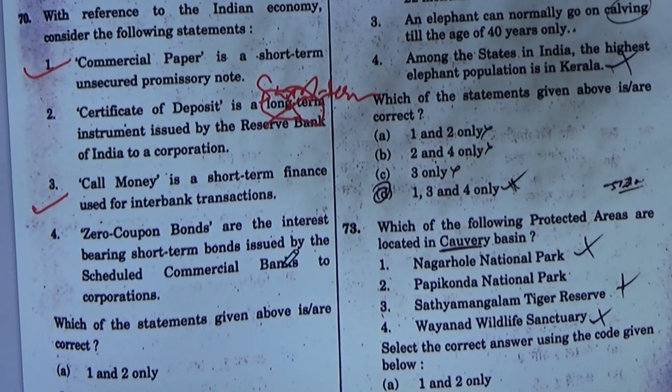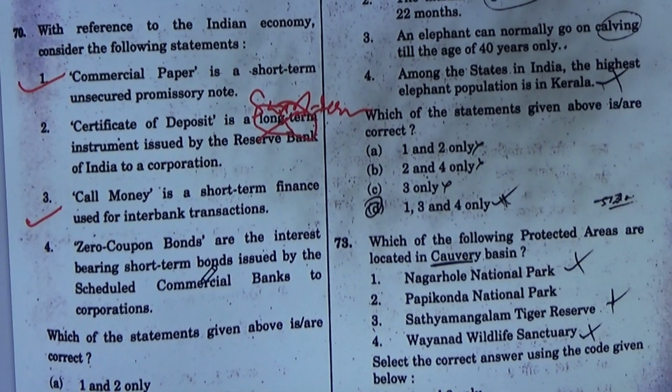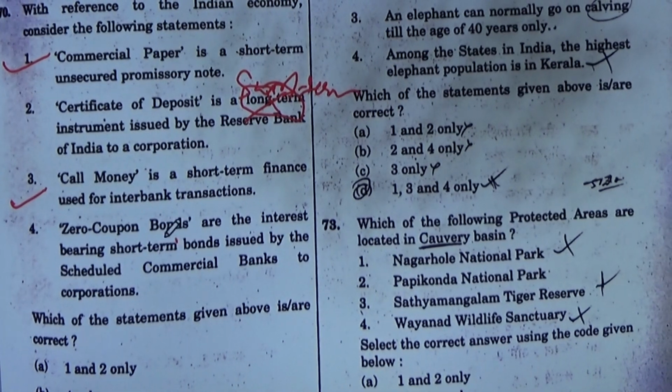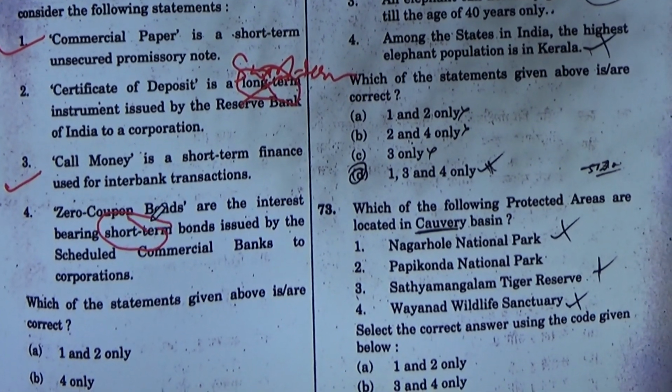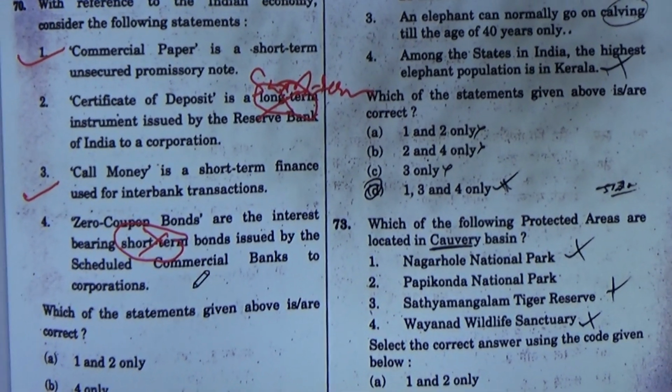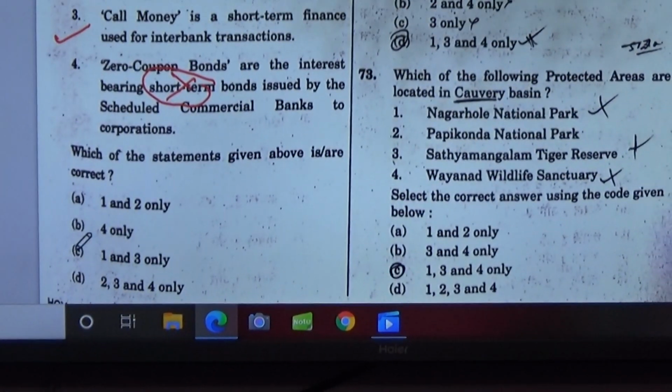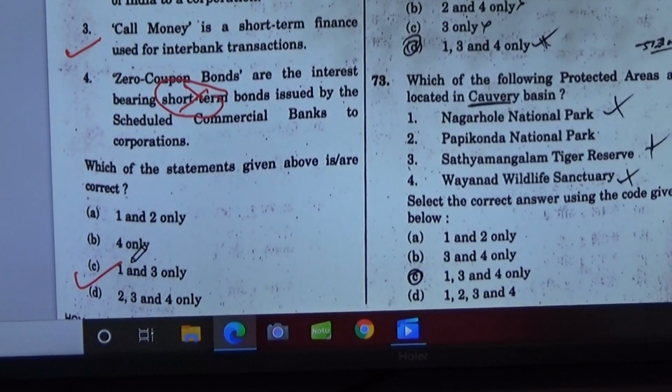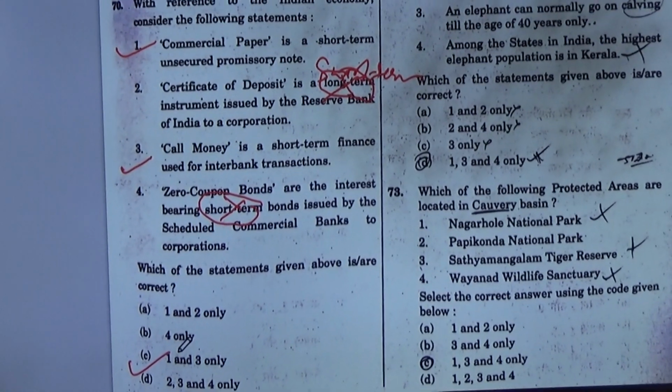Zero coupon bonds are the interest bearing short term bonds issued by the Scheduled Commission. No, zero coupon bonds are basically long term bonds, not short term bonds. It is incorrect. So the answer here is 1 and 3 only, C. Fine, that is the correct answer of this particular question.